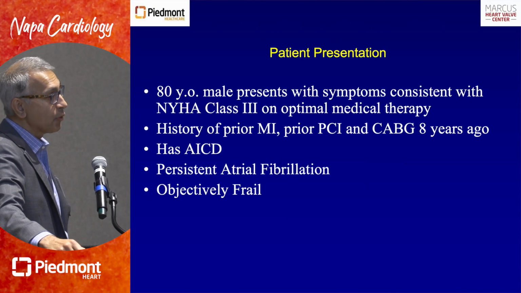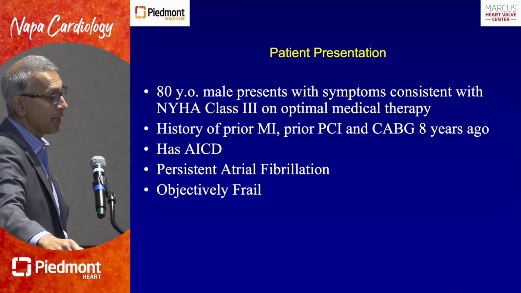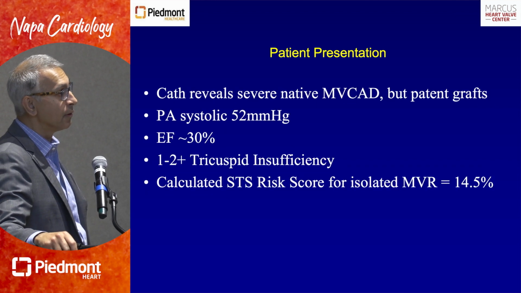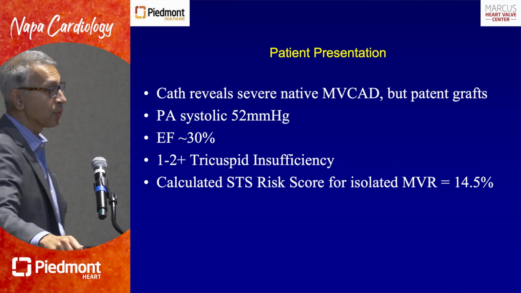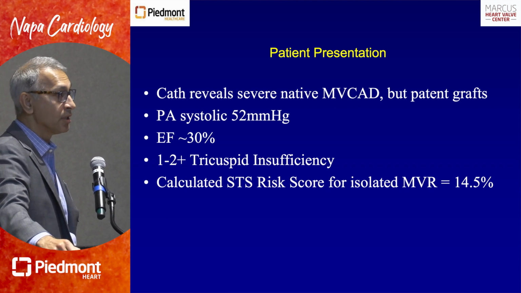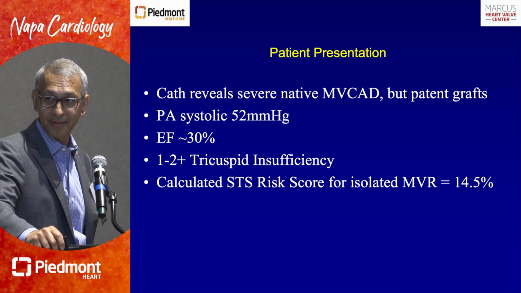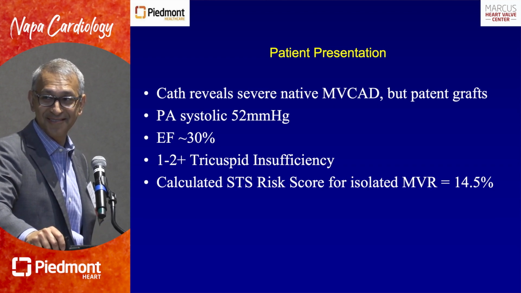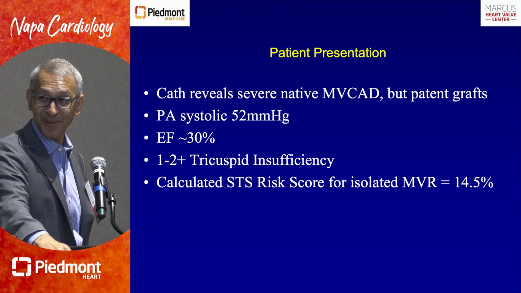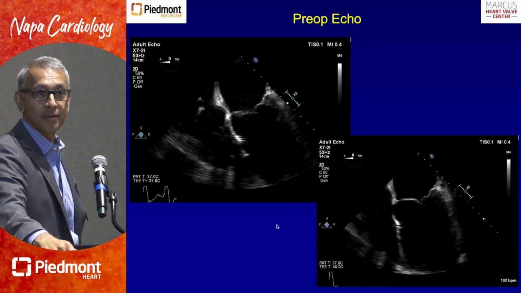I'm going to present one last case quickly. Here's an 80-year-old patient, prior MI, prior PCI, CABG 8 years ago, has an AICD, persistent AFib, and is objectively frail. EF is 30%, grafts are patent, PA systolic is 52, a little bit of TR, STS score is 14.5. Tom, please tell me you're not going to operate on this patient. Really? Okay. Tom said he's going to operate on this patient. There are other options, Tom, in this world. Just want you to know. Here's the echo.